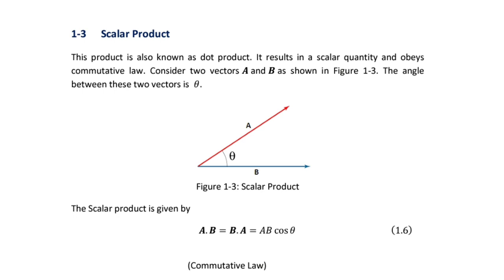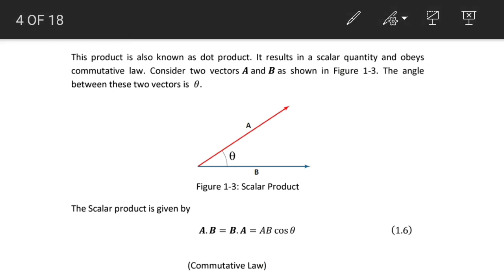Scalar product. The scalar product is also known as dot product. And the scalar product results in a scalar quantity. And this dot product or scalar product obeys commutative law. It means that we can change the order of the two vectors in case of the scalar product. The result will not change.